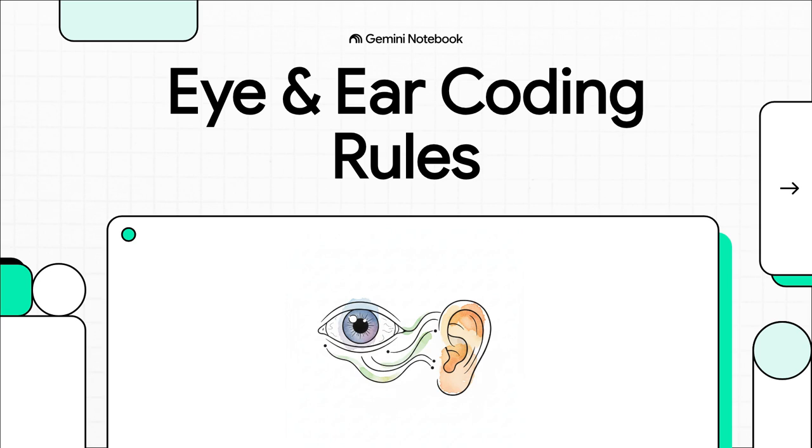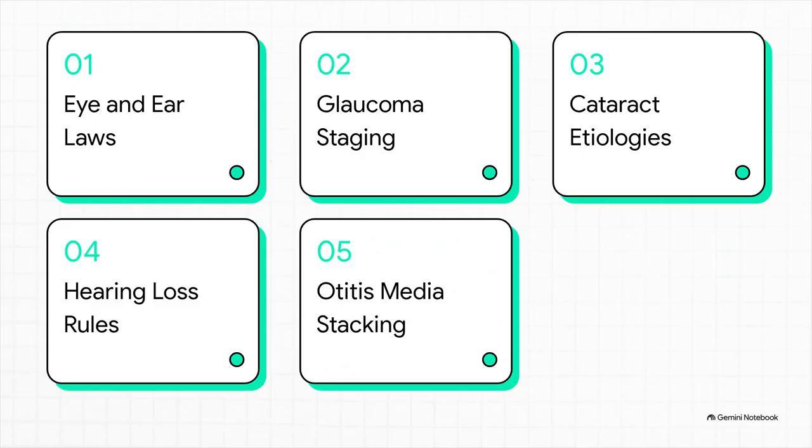We're going to master glaucoma, 7th character staging, untangle those tricky bilateral cataract rules, break down hearing loss types, and look at aggressive secondary code stacking for otitis media. It's all zero fluff, just purely compliant coding strategies to keep your claims completely clean. Let's get into it. Okay, let's dive right into today's playbook.